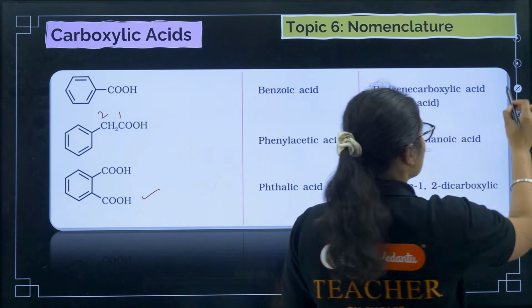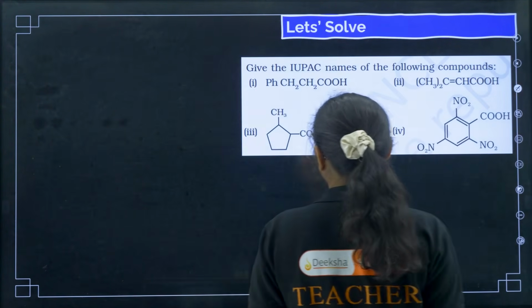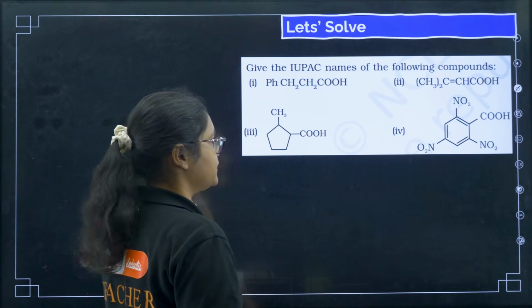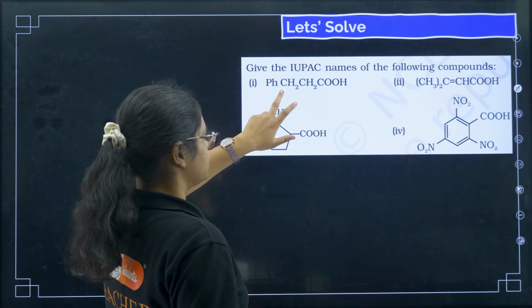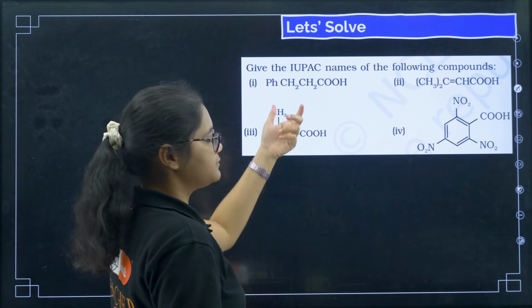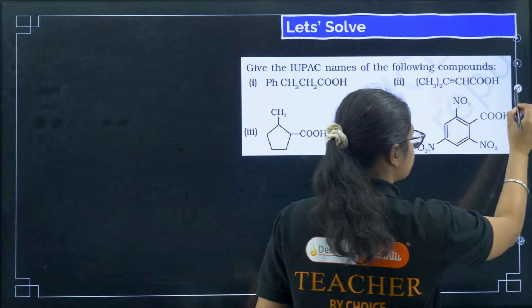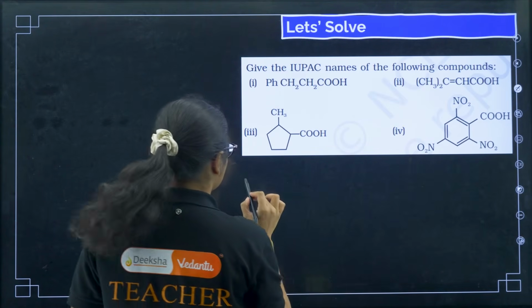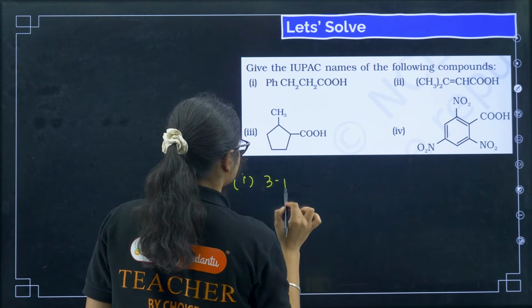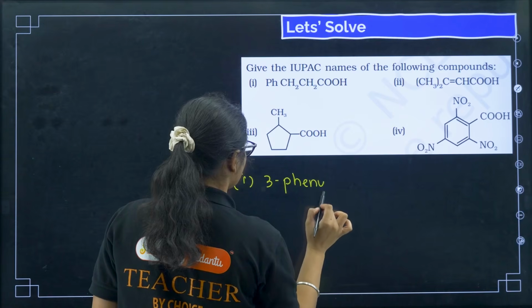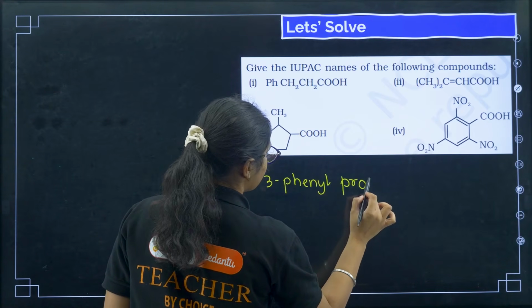Now coming to the next one, we have some questions here. Let us solve this question. You have 1, 2, 3. So I can write 3-phenyl propanoic acid. What will be the name of this compound? Number 1, 3-phenyl propanoic acid.